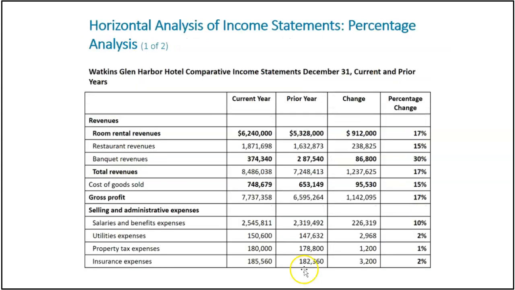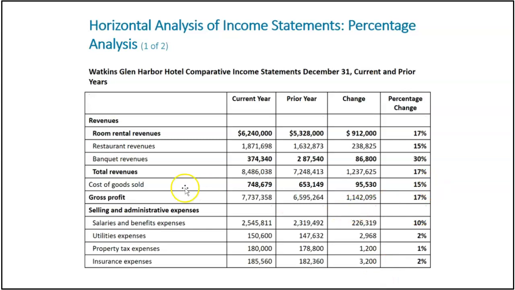Now here's our income statement, and you can see here's a really big change. Our room rental revenue increased by 17%, restaurant revenue increased by 15%, and the banquet revenues went up by 30%. So our gross profit increased by 17% overall. That's pretty good. And here are our expenses, but we don't have net income yet.